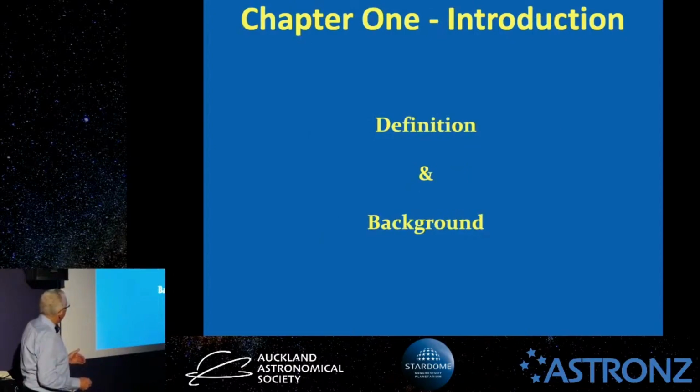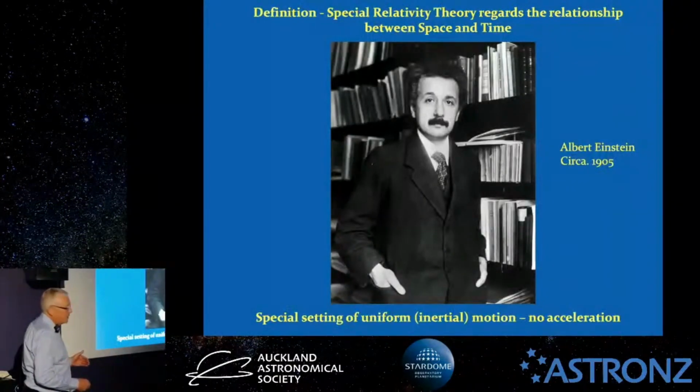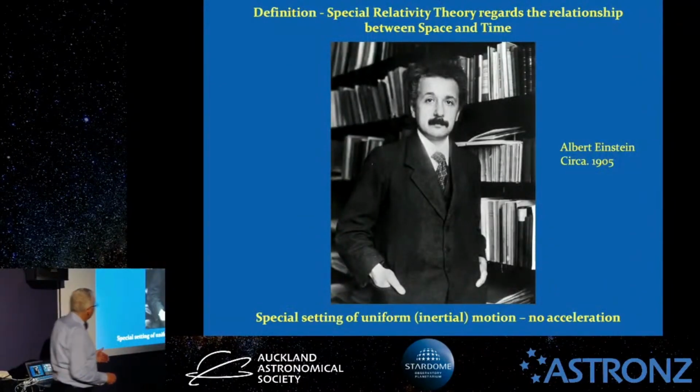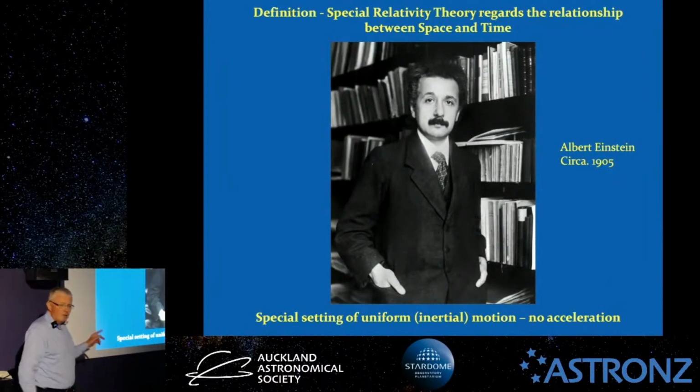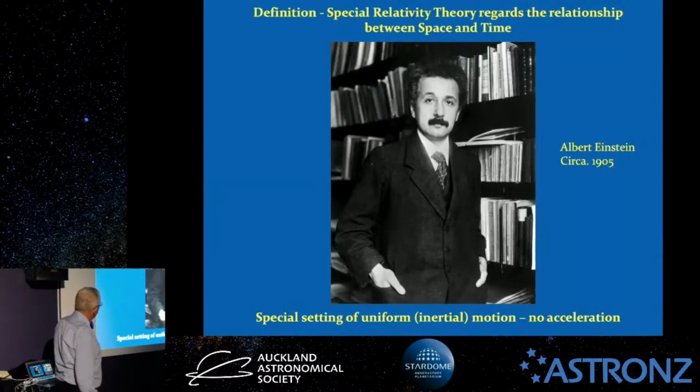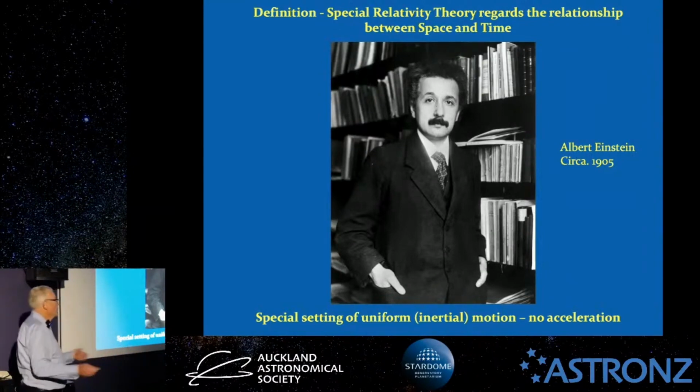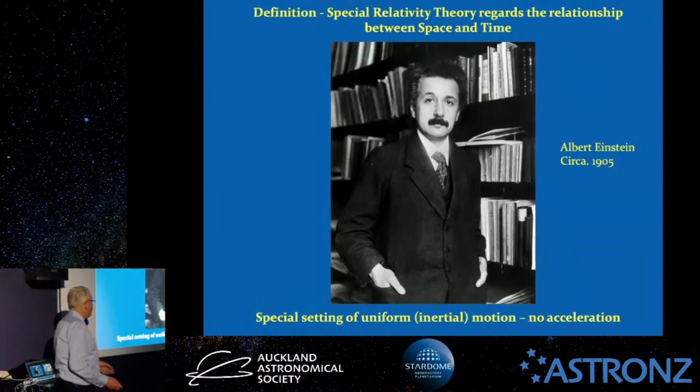So, definition and the background. Well, this guy obviously needs no introduction. This is Albert Einstein. This picture was taken about 1905. It was his miracle year when he brought out 4 groundbreaking papers. One of them was special relativity, another one was a spin-off from that with E equals mc squared, a very famous equation equating mass and energy together, and of course the photoelectric effect and so on.